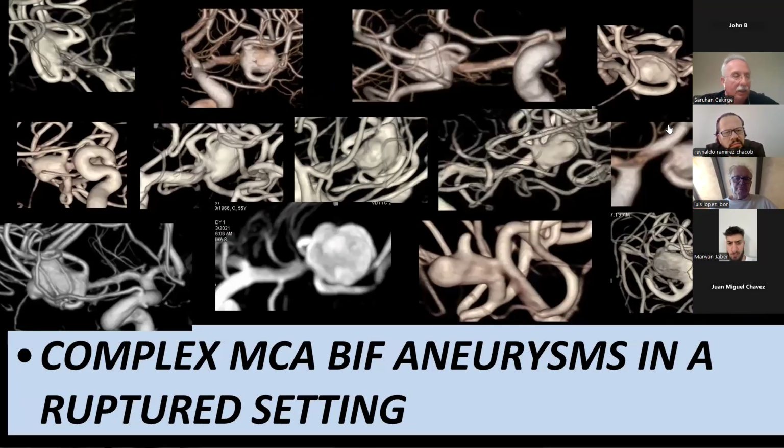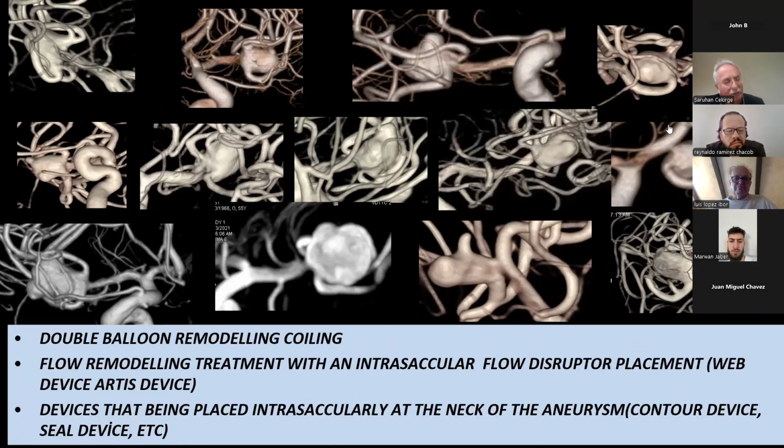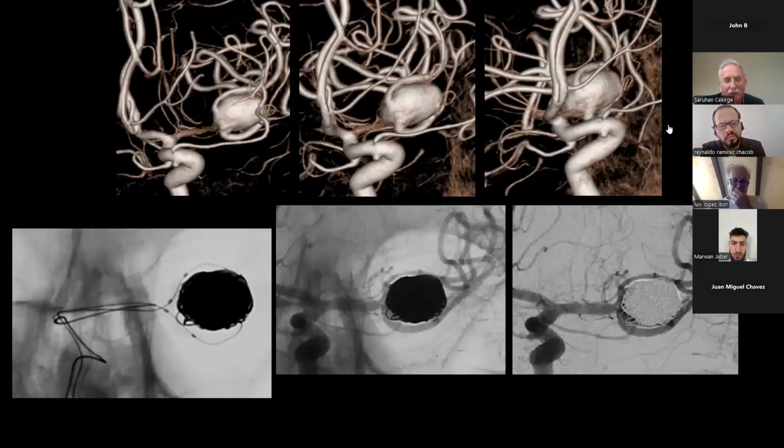I just got 5 minutes, and I'm going to continue with the complex MCA aneurysms in the ruptured setting. In the rupture setting now, we have double balloon remodeling and flow remodeling treatment with intrasaccular flow disruptors, which is a big revolution here. And devices placed intrasaccularly at the neck of the aneurysm, like the Contour device or the Seal device, we have no experience at all. This is a very recent case in which I did double balloon remodeling in a ruptured case.